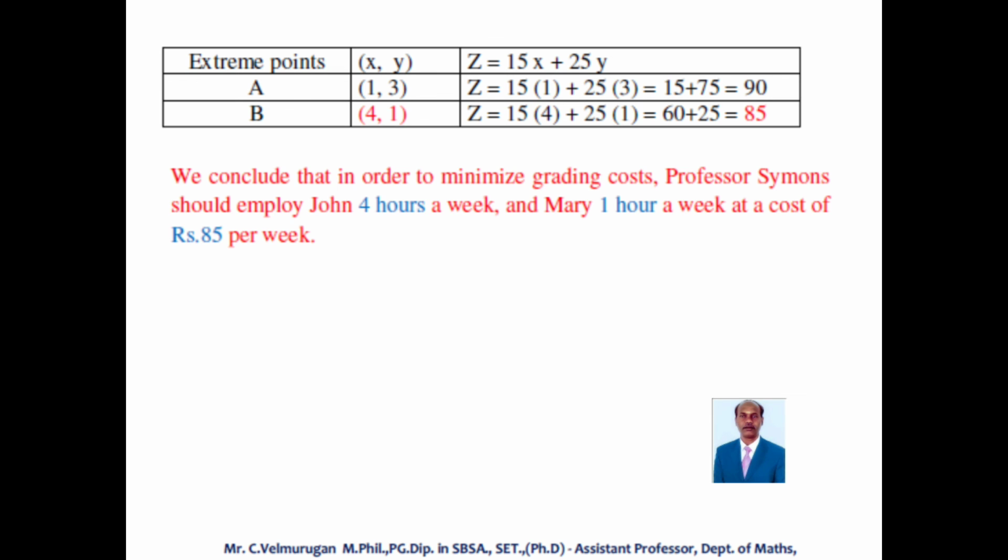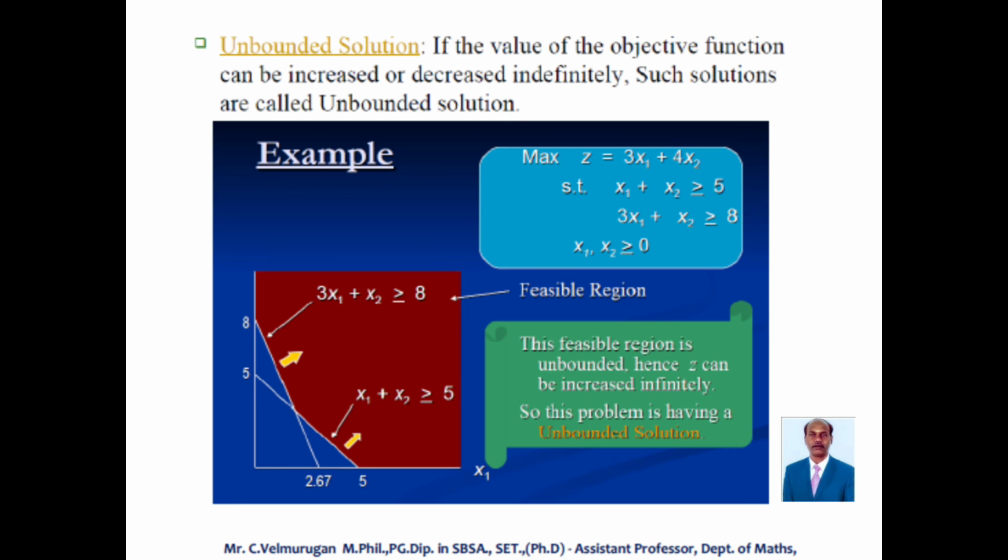Okay, if you assign 4 hours for John and 1 hour for Mary, then only the grading cost will be reduced per week. How much do we get? 85. So likewise we can find our objective values. So here 85 is our objective value that we get by using the point 4 comma 1.